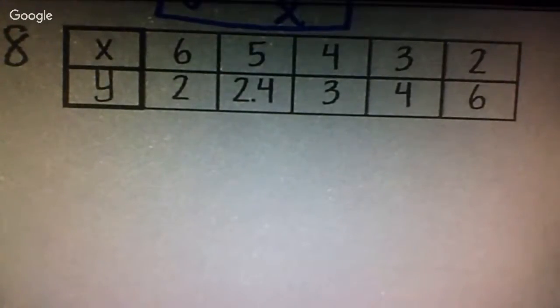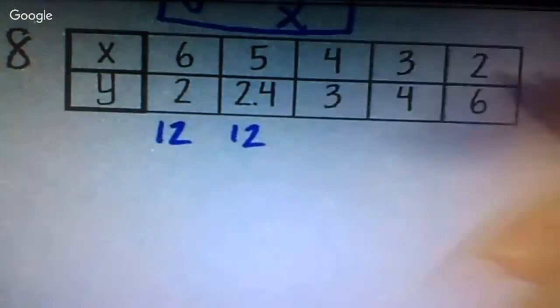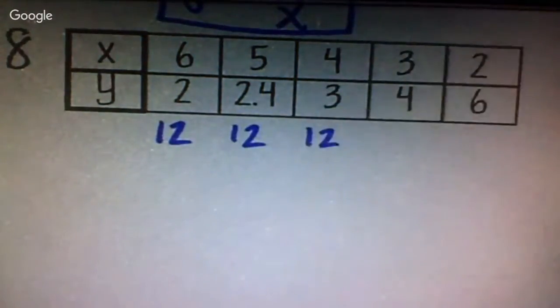All right. This one, 6 times 2 is? Wow. 5 times 2.4 is? Wow. 4 times 3 is? Wow. 3 times 4 is? Wow. 2 times 6 is? Whoa! y equals 5 divided by x.